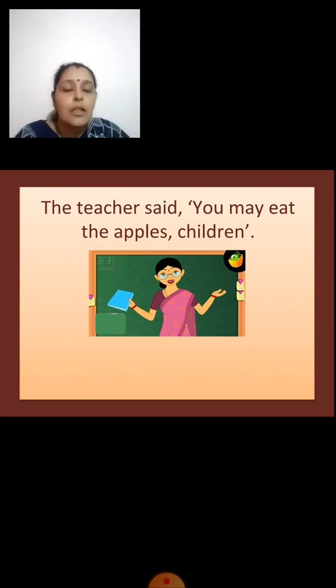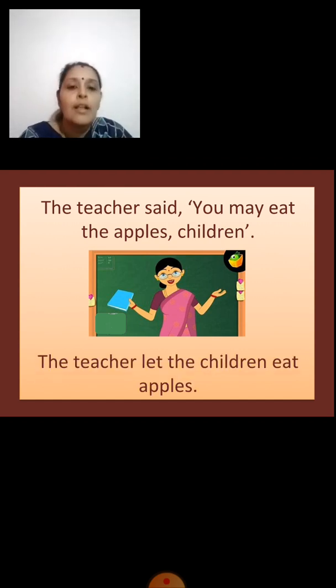Done? So who is talking over here? The teacher. What has she done? She has allowed whom? The children, to do what? To eat apples. So the sentence should be, The teacher let the children eat apples.